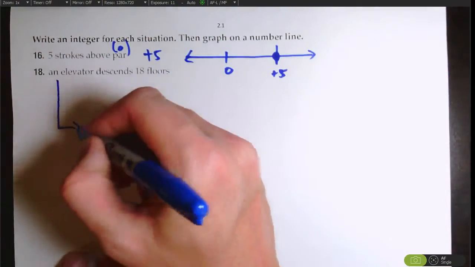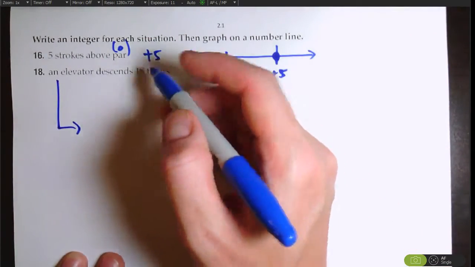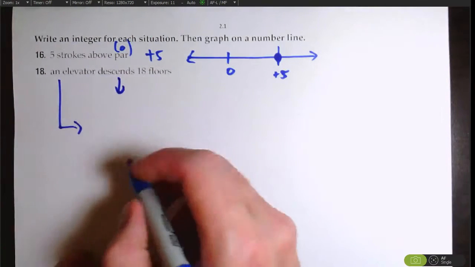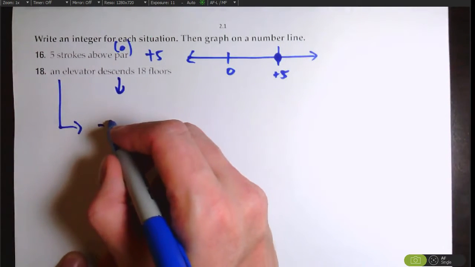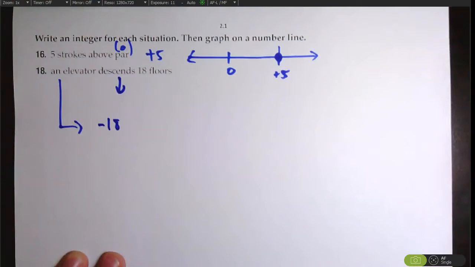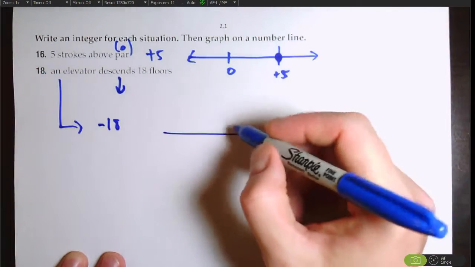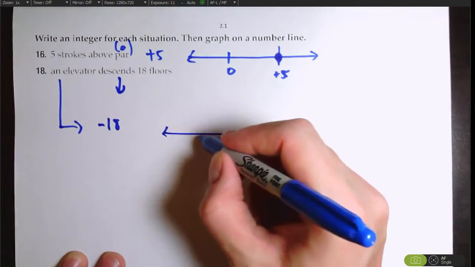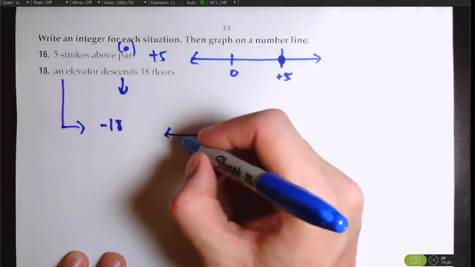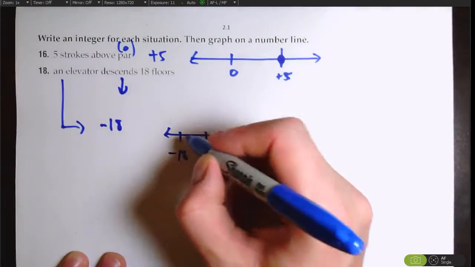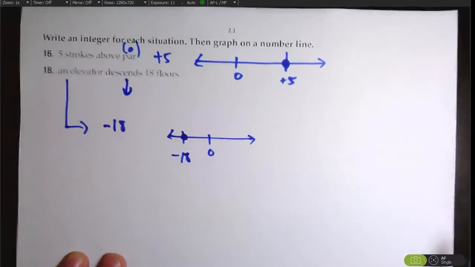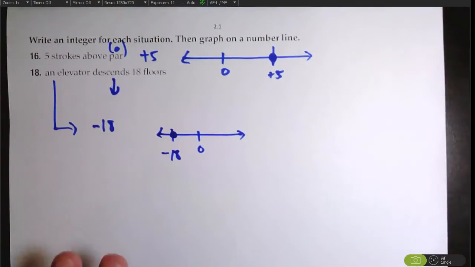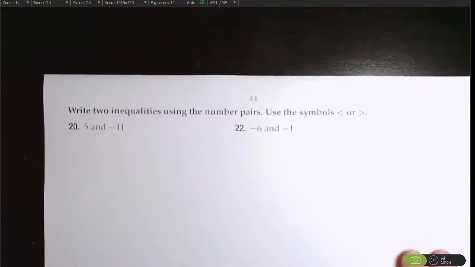Now for 18, the elevator descends 18 floors. That means go down, so that means we changed negative 18 floors. So for our number line graph then, if the middle's 0, we're to the left of it at negative 18, so there we go, negative 18. Number 20.